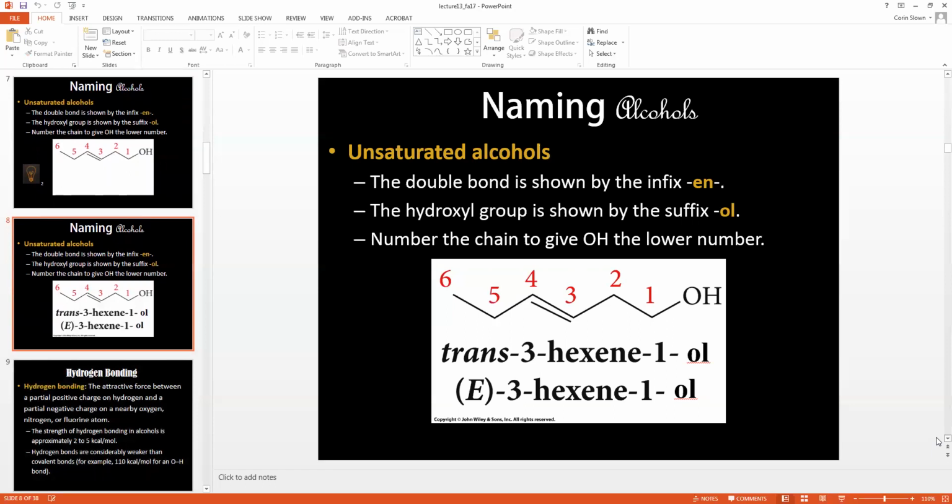Did you remember to include trans, or E, which stands for entgegen, regarding the double bond? Please make sure that you're thinking about its orientation in space as well as the numbering and naming.